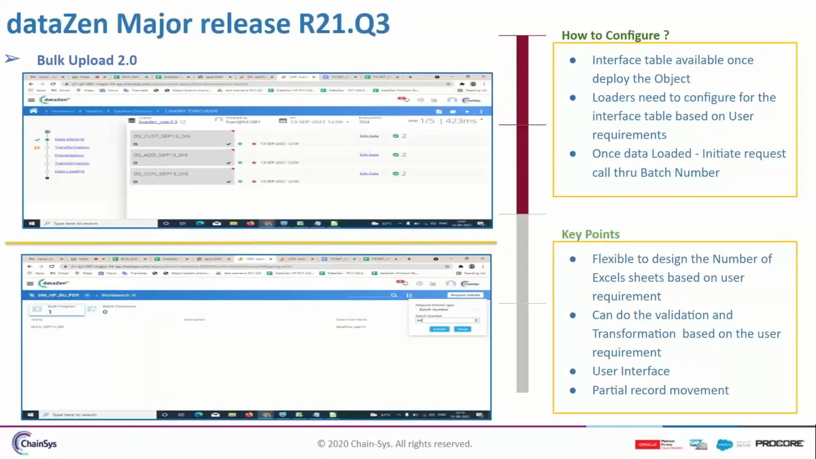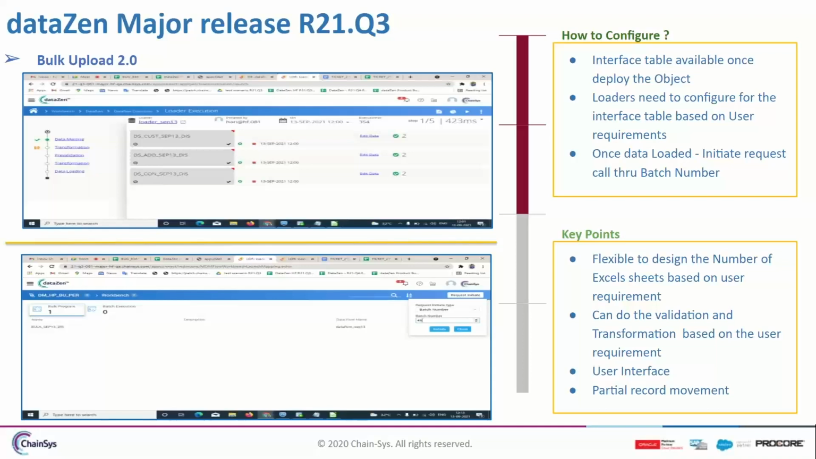And configuration is again pretty simple. Once we deploy it, there's really no configuration. When we deploy it, these interface tables will be created, and on top of that, based on user requirements, we can create a loader in a matter of a few hours, available based on the business request. Another important point: we can build custom validations too, based on users. Once data is loaded, we can insert the request through a batch number. So batch data can be moved from the interface table to dataZen.